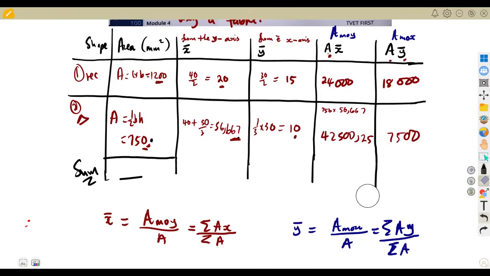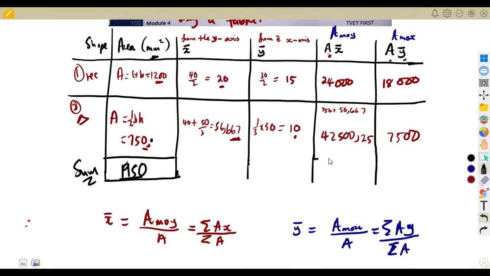All right, let us just do this. You're going to need the summation of the areas on this one. You add this one: 1,200 plus 750. These are the areas that we have. And this is going to give us 1,950. Remember, this is our area in square millimeters.